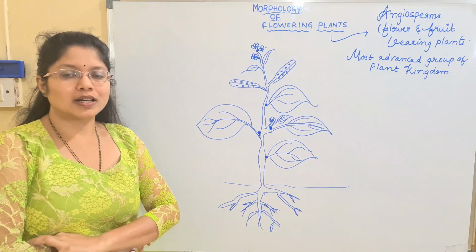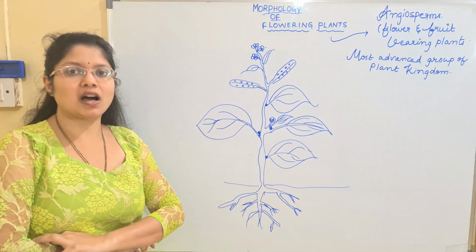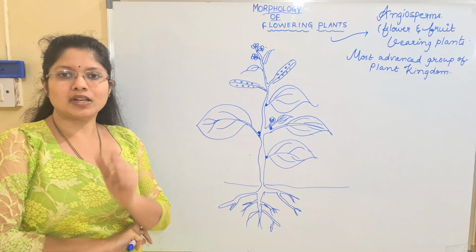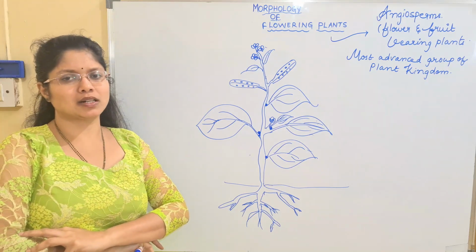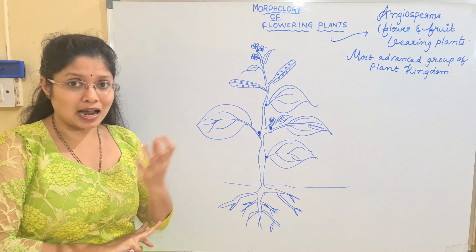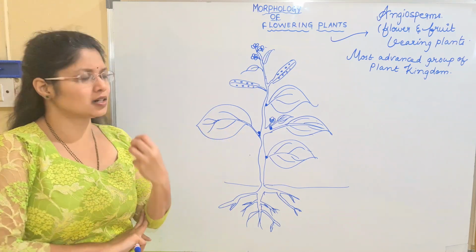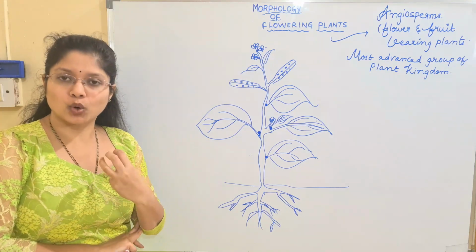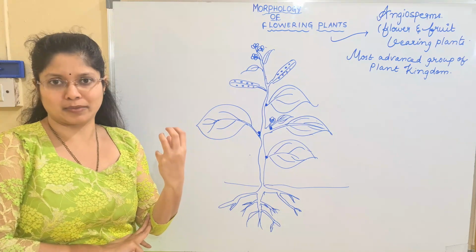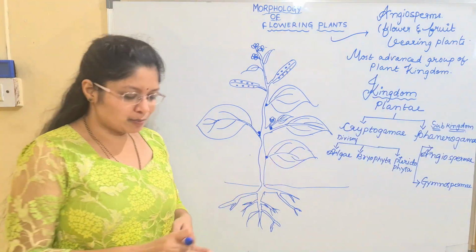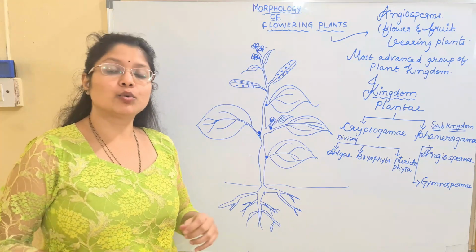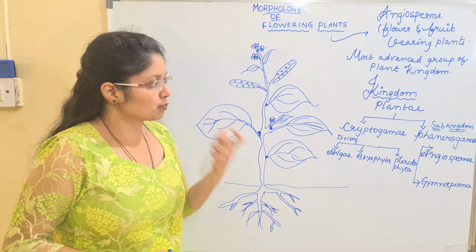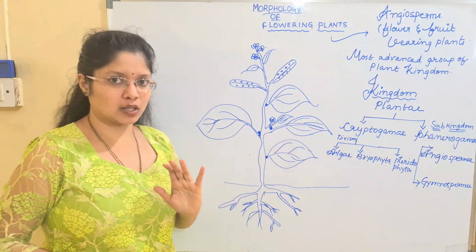So we all know, in kingdom Plantae, all the plants are included. Under this kingdom Plantae, we have 2 subkingdoms. What are the 2 subkingdoms, children? Cryptogame and Phanerogame. Clear with these terms? We have 2 subkingdoms under kingdom Plantae. One is Cryptogame and the other is Phanerogame. So with this classification, there are a few points to be discussed here. So kingdom Plantae will include the subkingdoms Cryptogame and Phanerogame.